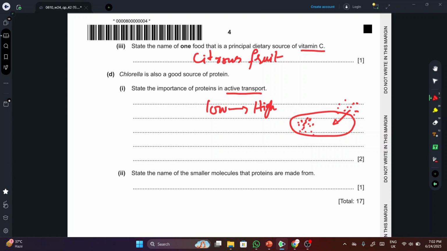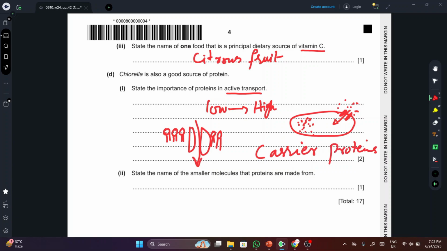If it is passing through the cell membrane, then what happens? It has to pass through the phospholipid bilayer and the protein. So minerals pass through these proteins. Here is the protein through which minerals pass, that is, the carrier proteins, and the movement is from low concentration to high concentration, and this is active transport, right?